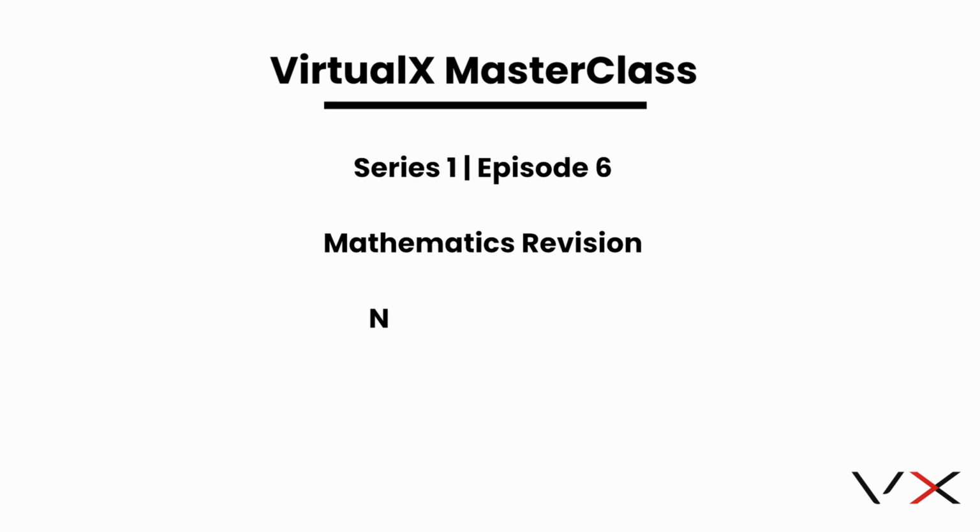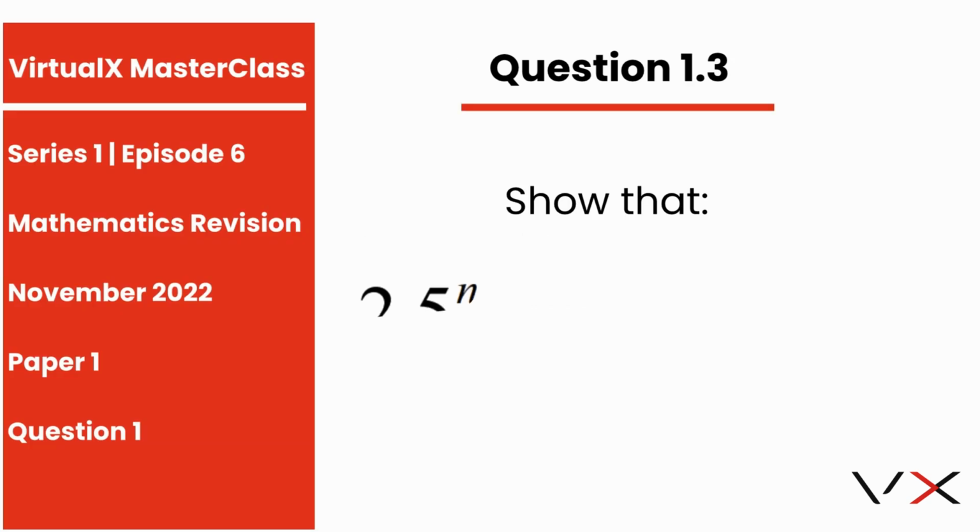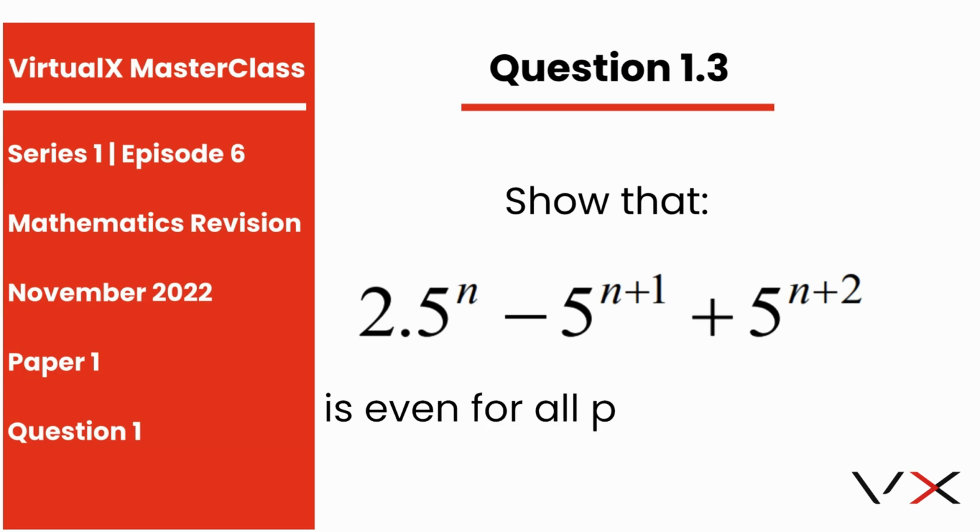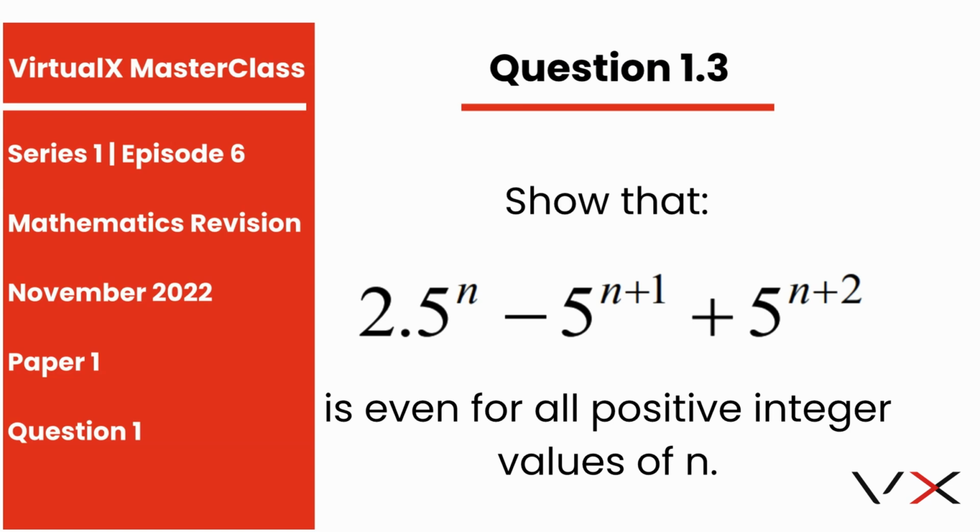This is Series 1, Episode 6 on Mathematics Revision from November 2022, Paper 1. We are going to look at Question 1.3, Decoding a Brain Teaser. Show that 2 times 5 to the power of n minus 5 to the power of n plus 1 plus 5 to the power of n plus 2 is even for any positive integer n. Enjoy this journey to empowerment and inspiration.